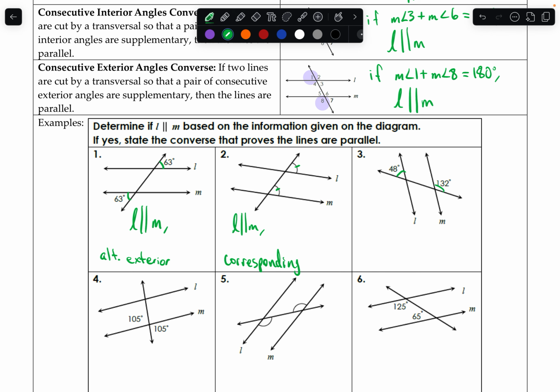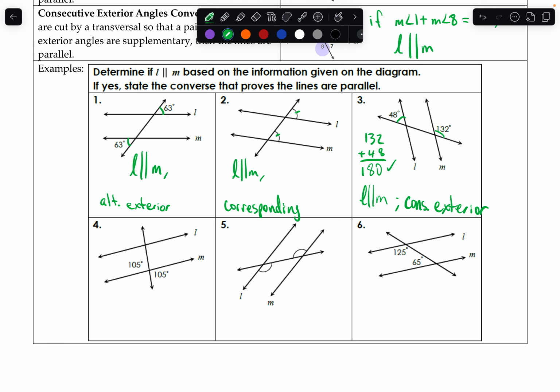All right, next up, we have two angles here, 48 and 132. Now, these are consecutive exterior angles that we actually expect to add up to 180. So what I'm going to do is take 132, add 48 to it, and see what that adds up to. And it turns out that that does indeed equal 180. So once again, L is parallel to M, and in this case, we have these two supplementary angles. Those are consecutive exterior.